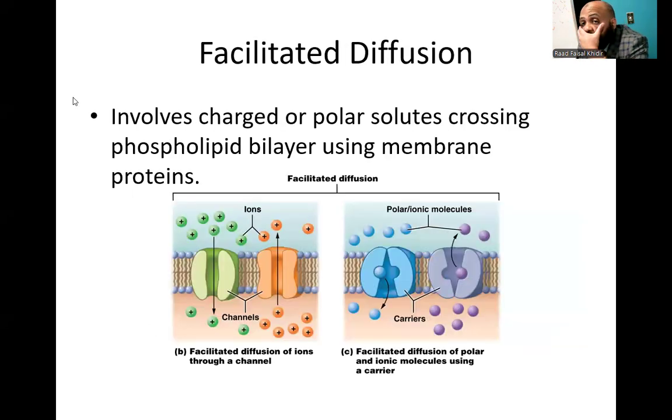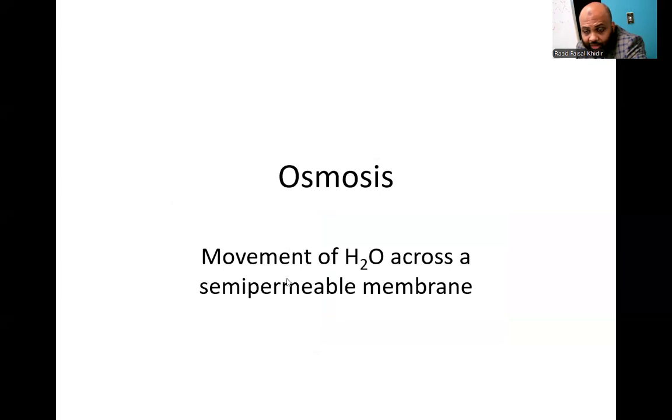Facilitated diffusion involves charged or polar solutes crossing the phospholipid bilayer using a facilitator. So facilitated could be for some charged molecule that cannot go through the lipid bilayer, and also some sort of ionic compound like glucose. You know, glucose is polar. Remember when we drew the structure with a glycosidic bond, and glucose has oxygen and all of that. Remember? So it needs a facilitator right here.